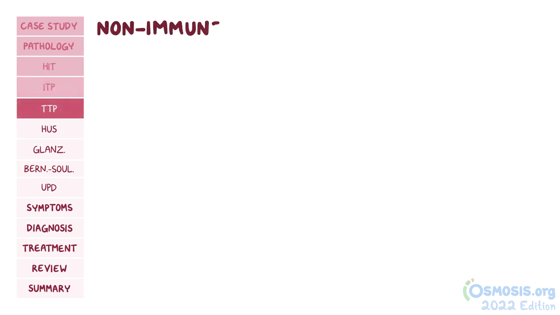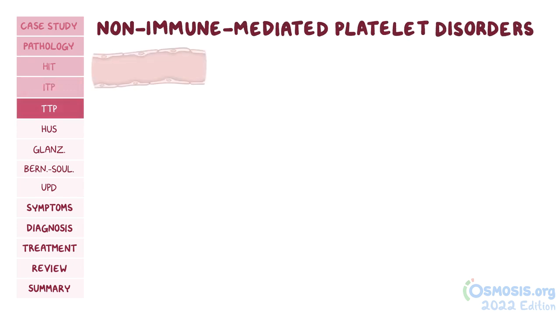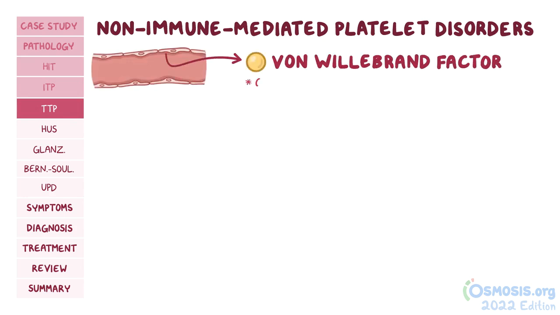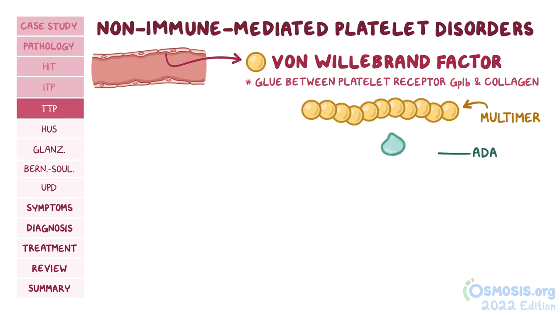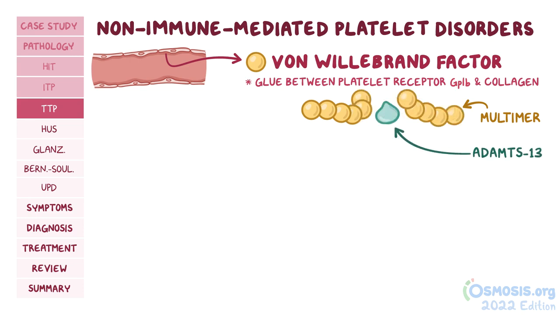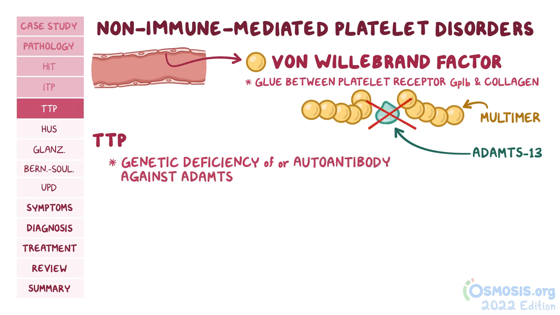Now, let's move on to non-immune mediated causes of platelet destruction. So normally endothelial cells store and release von Willebrand factor, which serves as the glue between the platelet receptor GP1B and the collagen underneath the endothelial cells. Many individual von Willebrand factors can clump together, forming large multimers. Eventually, to prevent the clot from getting too big, a metalloproteinase called ADAMTS13 comes along and breaks down the multimers. In thrombotic thrombocytopenic purpura, or TTP, there can be a genetic deficiency of ADAMTS13, or an autoantibody against ADAMTS13.